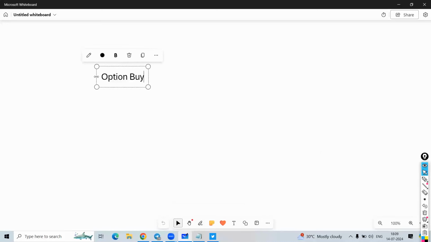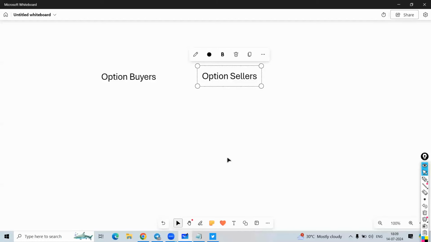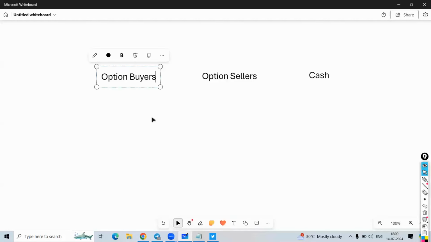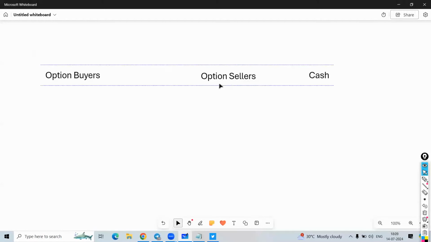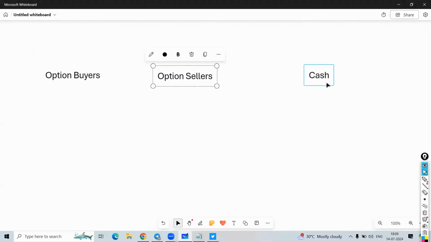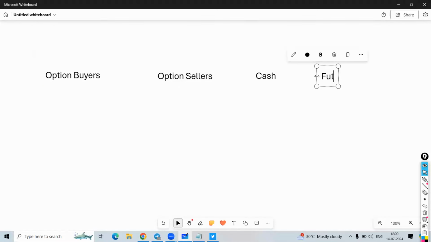You're an option buyer. I'm talking about you can be an option buyer, option seller, or a pure cash trader. Now the foundation remains the same. Try to be very clear. What can we do with this option trading? Option buyer, option seller, cash trader. I don't know, very few will be future traders, but still I will add all this.